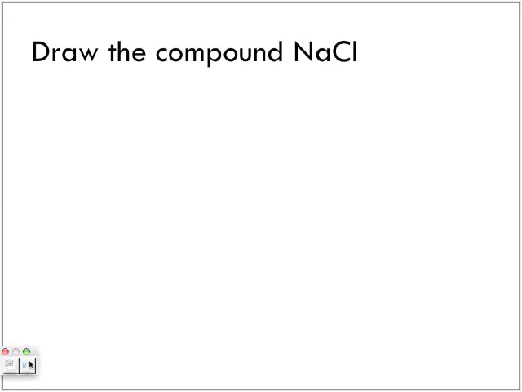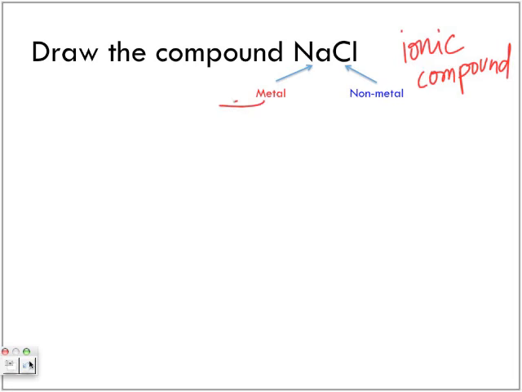Draw the compound NaCl. So what's unique about this example is when you look at the periodic table to identify metal, non-metal, we actually have a metal and a non-metal. So when we have a metal and a non-metal, this forms what we call an ionic compound. In ionic compounds, we form ions. So metals, to form ions, will lose electrons. Non-metals will gain those electrons.